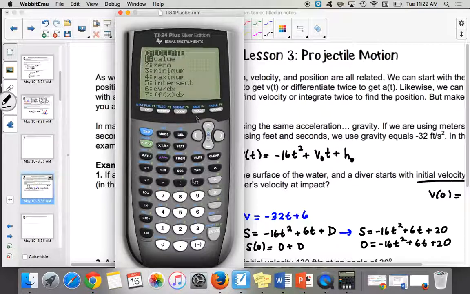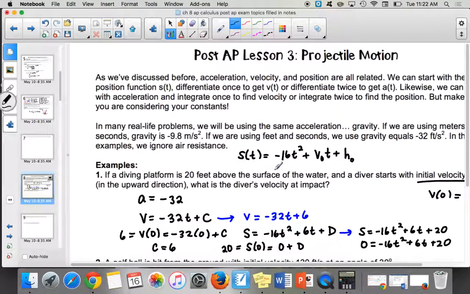So we're going to do second trace, 0, and we're going to find that. So my left bound is a little bit above the axis. My right bound was a little below. Hit enter. So I got 1.321. Okay, so I'm going to go back to my main screen. I'm going to hit X, and I'm going to store that just in case I need it. So I have 1.321.